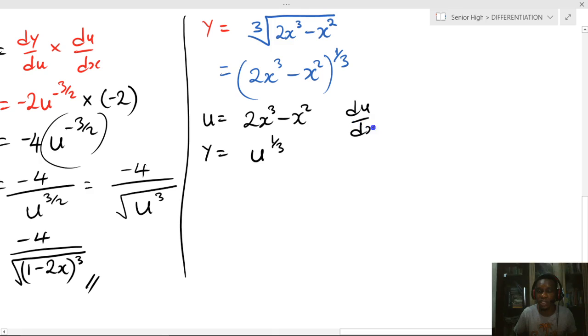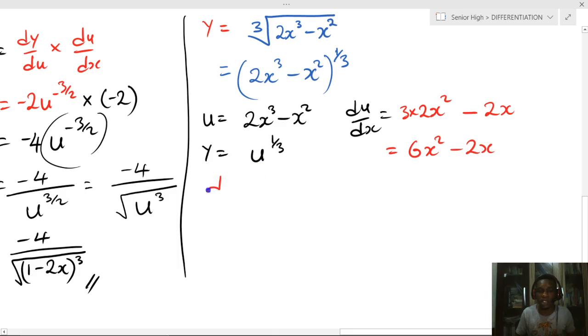So here we have our du dx. What's our du dx? It will be 3 times 2 x raised to the power of 3 minus 1, which is 2, minus 2x raised to the power of 1, because 2 minus 1 is 1. So definitely our final answer is 6x squared minus 2x.